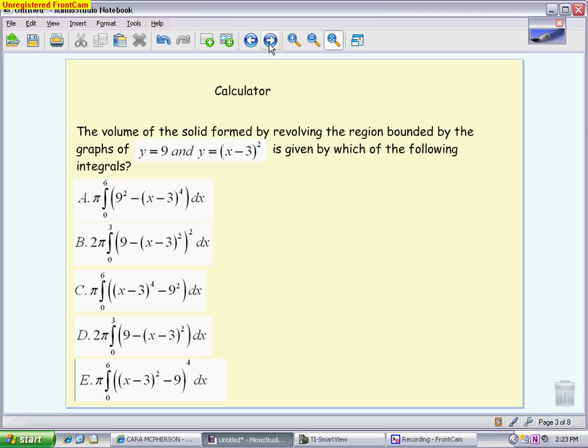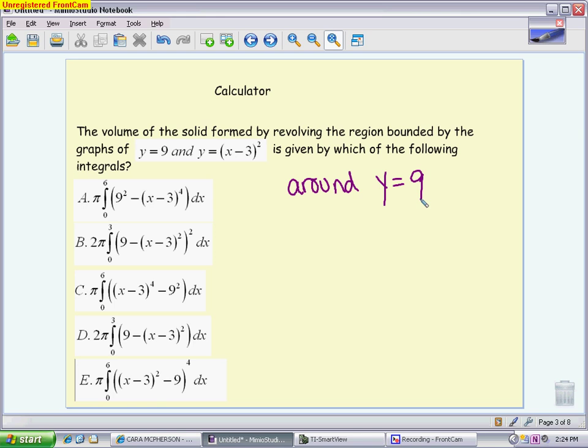We are revolving the graph of the region between y equals 9 and y equals x minus 3 squared around the line, oh, I think I didn't put that, region bounded by... it's going around the line. I've left out part of this problem. It is going around the line y equals 9. So we're taking the region between y equals 9 and y equals x minus 3 squared. We're revolving it around the line y equals 9, and we want to see which integral represents it.